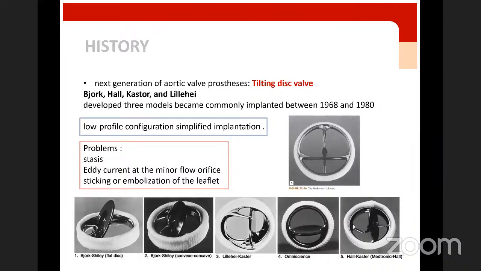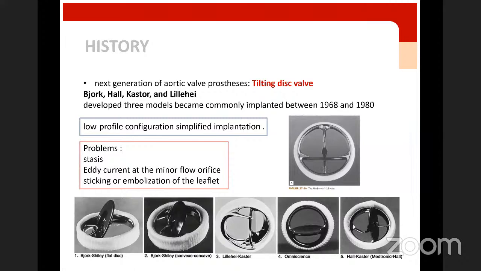However, the problems with tilting disc valves include stasis, eddy current formation, flow orifice issues, and also embolization of the leaflet, which happened in a few cases, causing death of patients, and led to the withdrawal and discontinuation of the York-Shiley valve. This is a York-Shiley valve. And later the Lillehei-Kaster prosthesis evolved into the Omniscience valve, which is now discontinued. The Medtronic Hall valve is the third and last model of tilting disc prosthesis, which is now also discontinued.